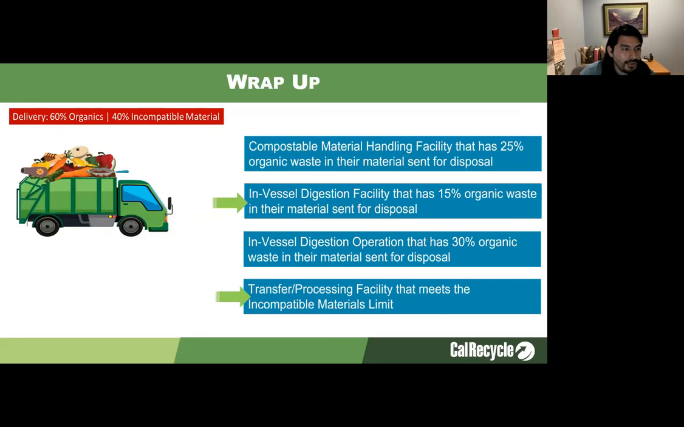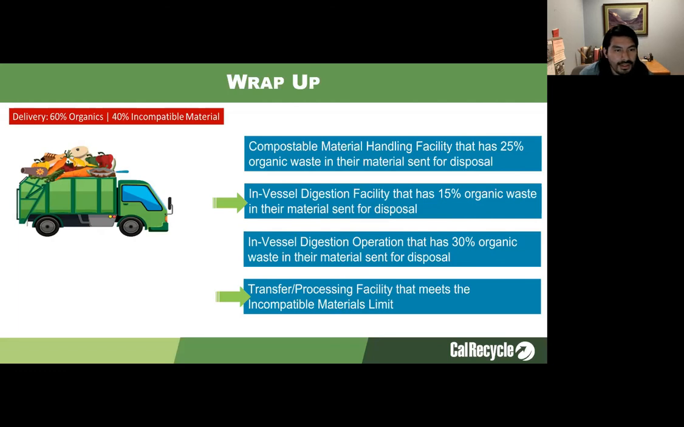And then the last one. So this truckload represents the incompatible material limit for a facility. And here we're showing that it's 40%. So it demonstrates that the facility does not meet the incompatible material limit. So that means they need to send it to a facility that meets additional quality standards. So it could be a compost or IVD that demonstrates that the organics in material sample disposal for their sites is less than 20%, or a transfer processing facility that does meet their incompatible material limit, so they can get it clean. So the correct answer in here is the second and the fourth one.